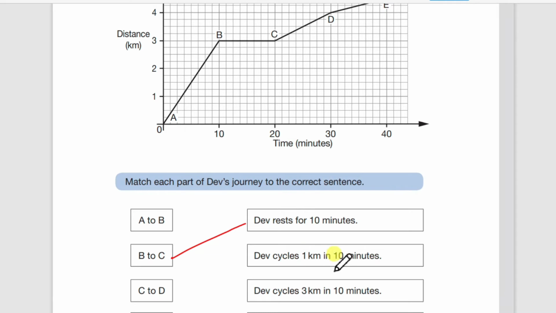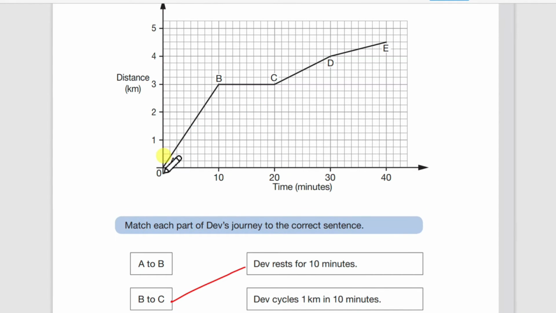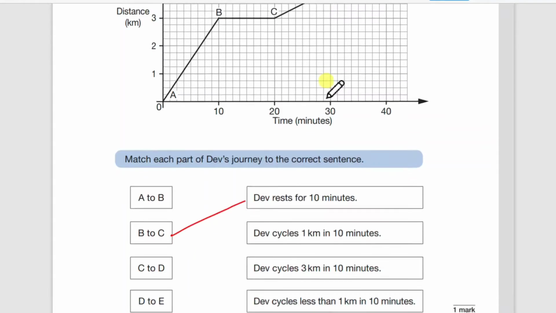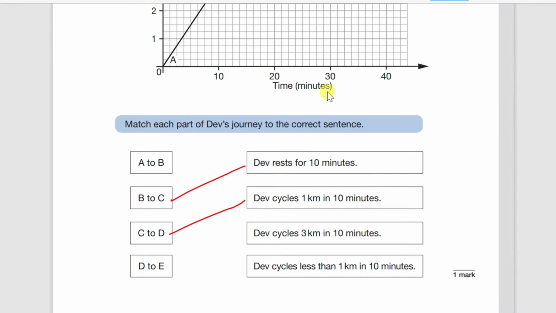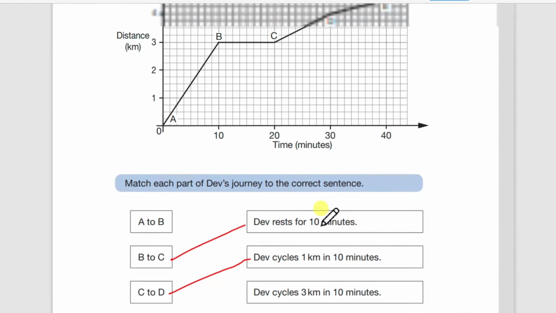Dev cycles 1 kilometer in 10 minutes. So 1 kilometer. So he cycles 3 here. From C to D, it goes from 3 to 4. That's the difference of 1. So he's going from C to D. That's 1 kilometer.